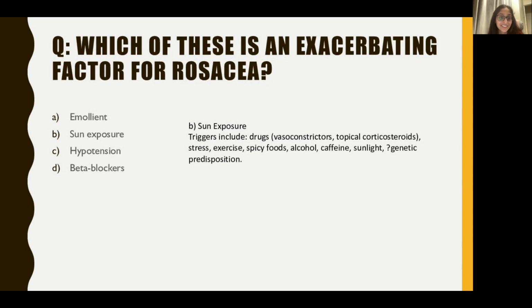Okay, so the answer is already there. Which of these is an exacerbating factor for rosacea? So sun exposure can be a trigger for rosacea. Other things include vasoconstrictor drugs, steroids, stress like we discussed previously, sometimes exercise, spicy foods, alcohol, caffeine, as we discussed previously, and perhaps a genetic predisposition.